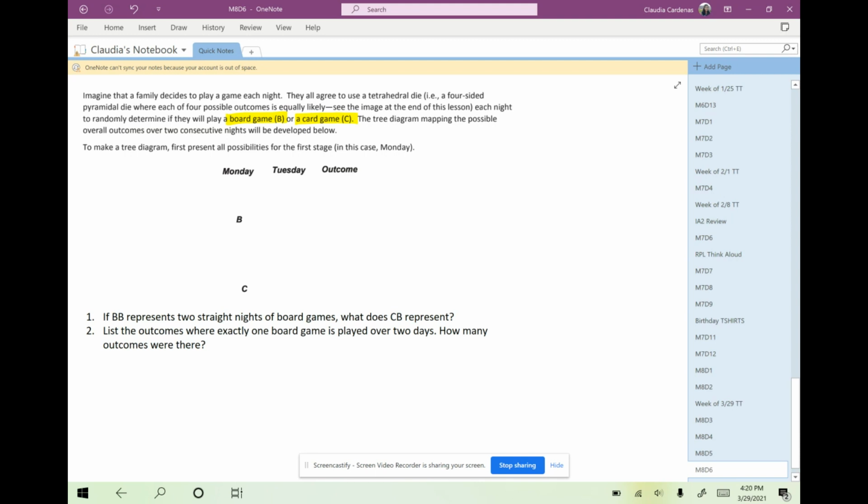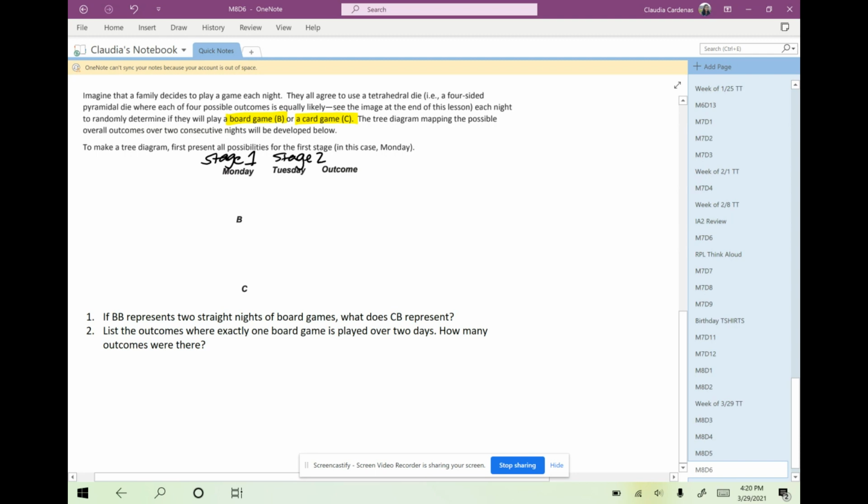To make a tree diagram, first represent all possibilities for the first stage, in this case, Monday. I'm going to add that annotation. This is stage 1, and this is stage 2. We can have multiple stages within a situation or an experiment. In this case, they are only playing 2 nights, Monday and Tuesday. Therefore, we only have 2 stages.